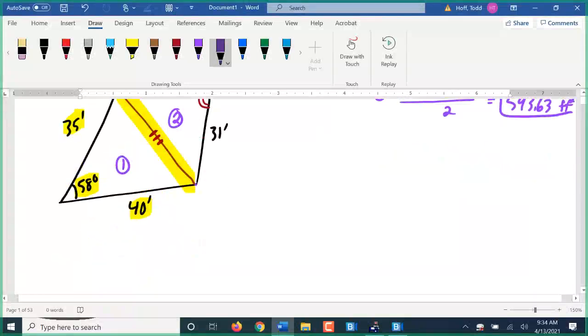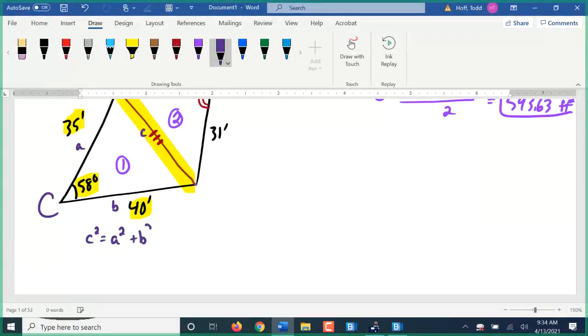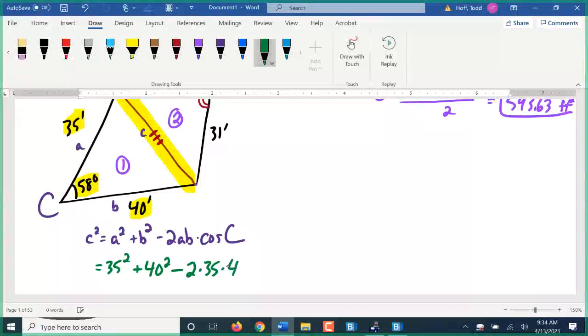Remember, law of cosines, if I call this side A and B, this will be side C, and this angle C, side little c squared is side A squared plus B squared minus 2AB times the cosine of angle C. So I can just fill in that information. A is 35, so it's 35 squared, plus B is 40, so that'll be 40 squared, minus 2 times A is 35, times B is 40, and times the cosine of 58 degrees. Of course, this is going to equal C squared.